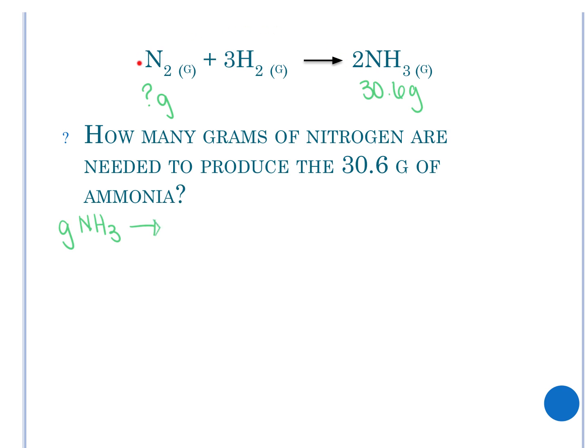So we know we're gonna start with grams of ammonia. And we have to get all the way over here to nitrogen. So what unit do you have to be in to do that? Okay, you have to be in moles. So that means we have to convert to moles of ammonia. Then from moles of ammonia, we can convert to moles of nitrogen. And then finally, what unit does your answer need to be in? Okay, and we'll go grams of nitrogen.